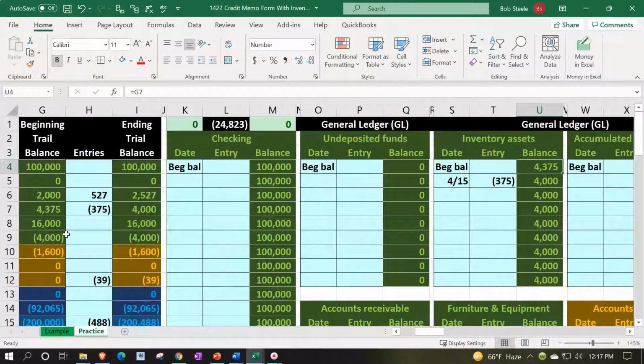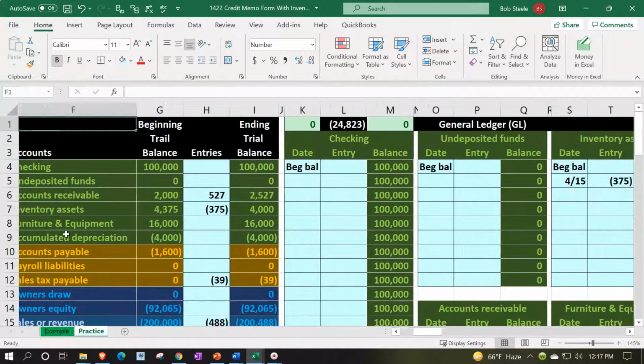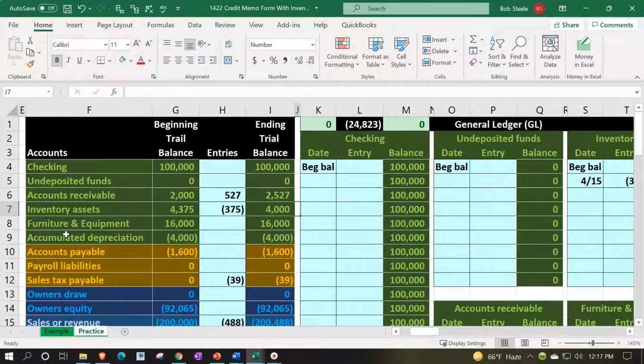In any case, we got the 4375 down by the 375, credit to the 4,000. That puts us back in balance on the GL. That same amount is on the TB as well.